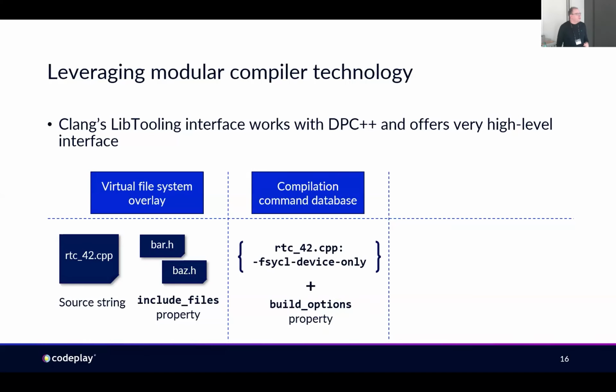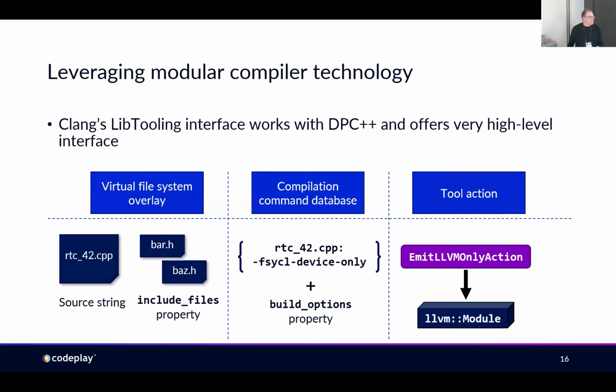Then we need to define a compilation command database, which is simple in our case. We only have one source file, and we want to compile that with -fsycl-device-only, and we pass on any build options that the application gave us with the property. And lastly, we need to pick a tool action, and for that we use the LLVM emit-LLVM-only tool action, which only does LLVM code generation, and then we obtain and take ownership of the LLVM module that is produced there, and then the rest of the pipeline is easy to implement.